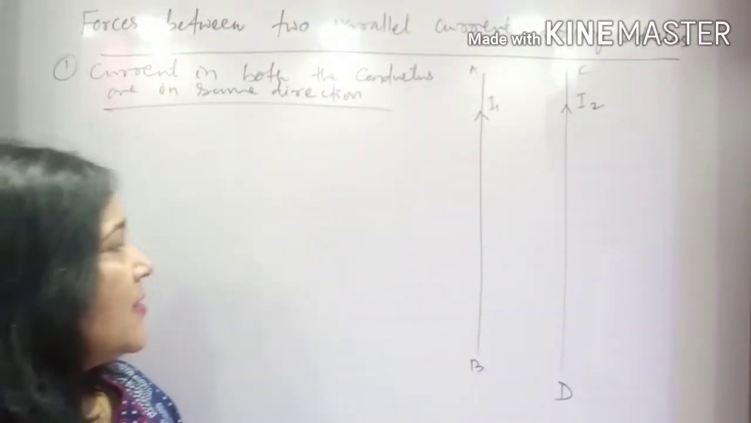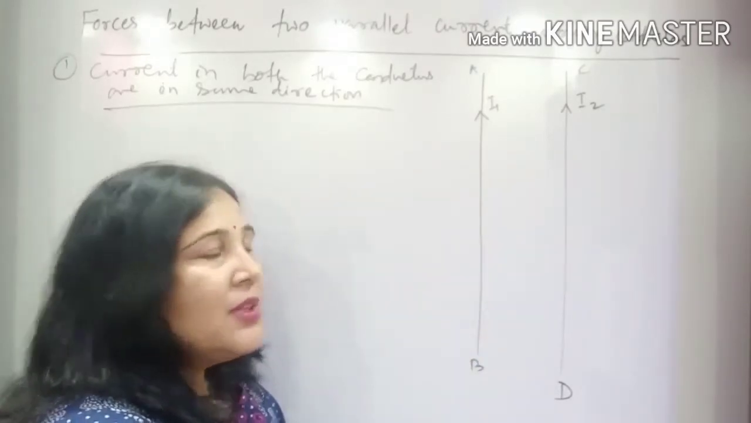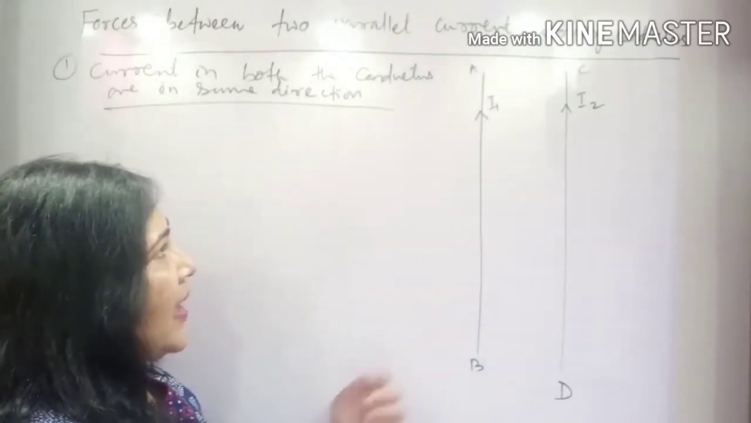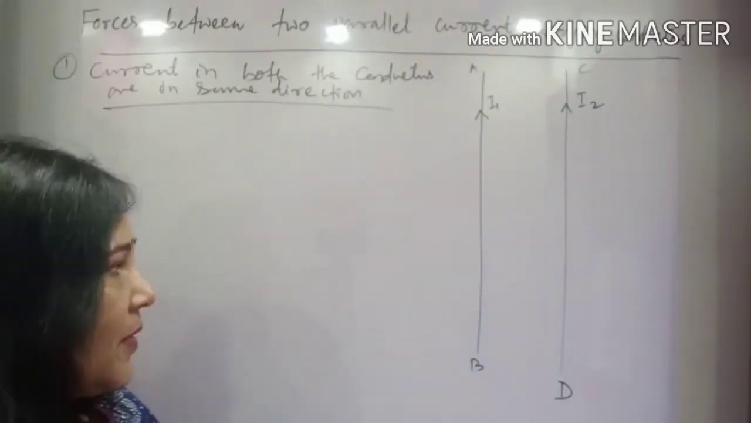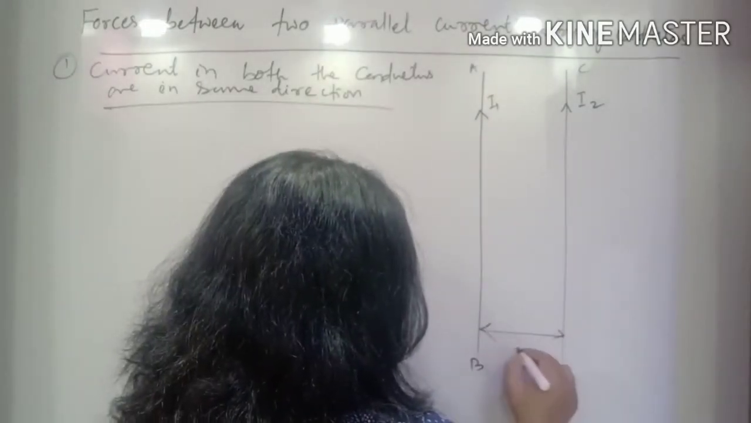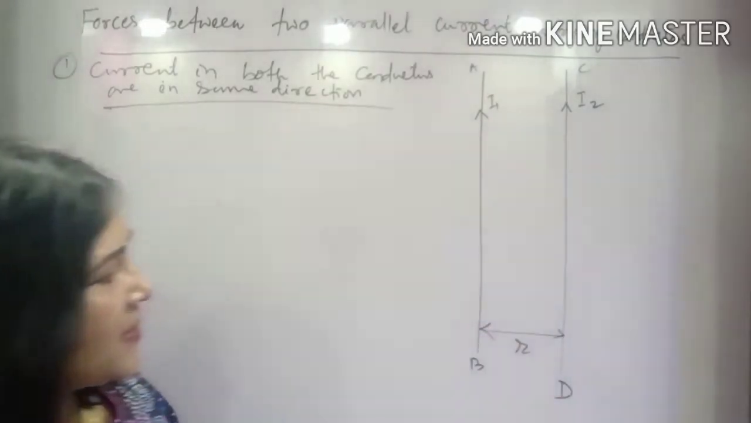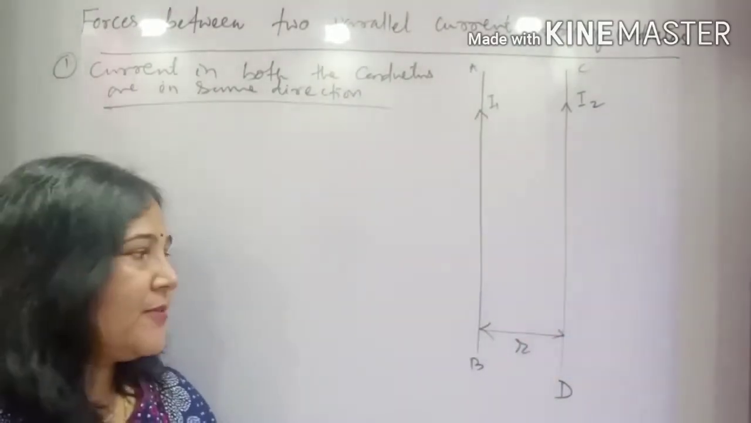So see here, we have taken two long straight conductors AB and CD. Through AB, the current flowing is I1, and through CD, the current flowing is I2. Let the distance of separation between them be r. So this is the separation, or you can say distance of separation, between the conductors AB and CD.